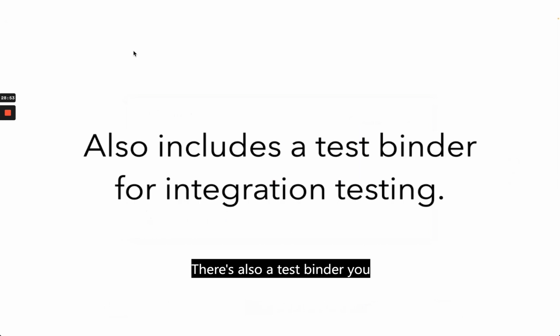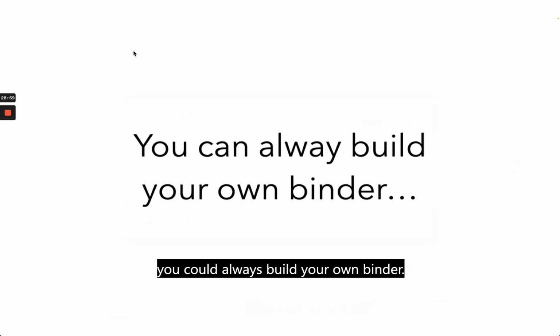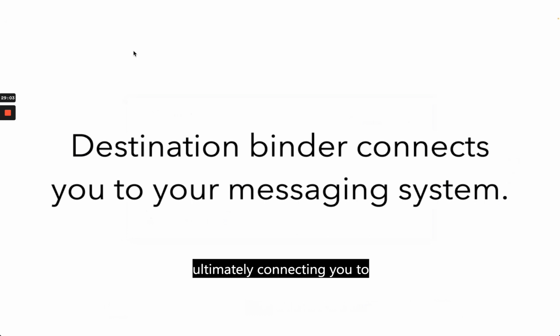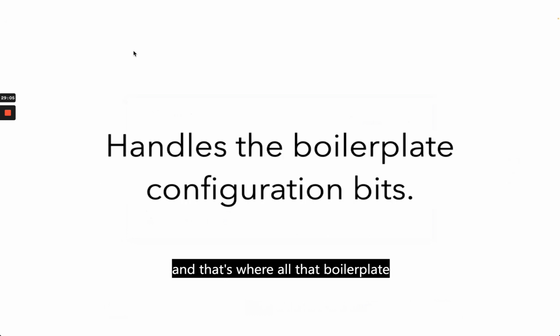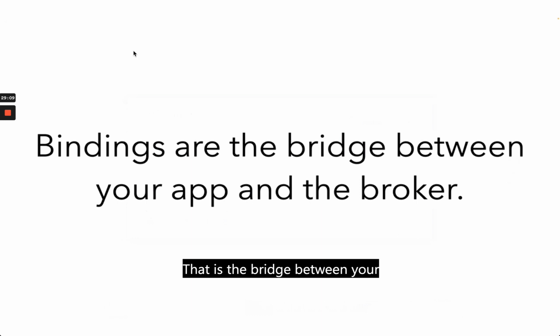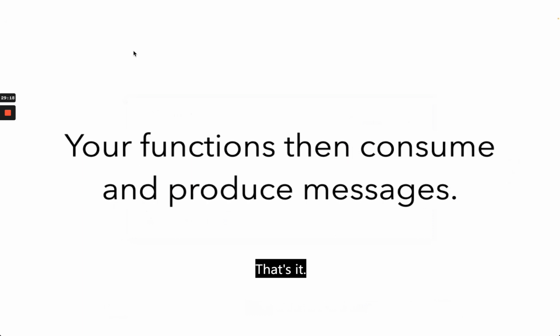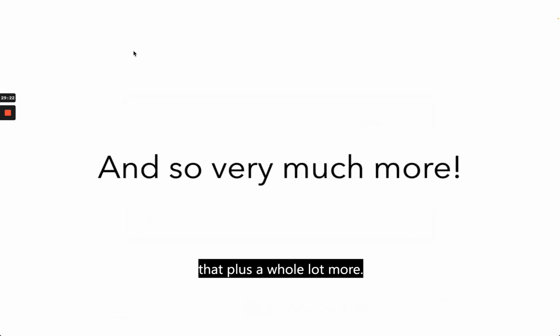There's also a test binder you can use for integration testing, and of course, if we don't support something you need, you can always build your own binder. It's that destination binder that's ultimately connecting you to your messaging system, and that's where all that boilerplate configuration stuff lives. That is the bridge between your application and the actual underlying broker you're using. You build an application that then just consumes and produces messages. That's it. There are binder-specific health indicators that come out of that, plus a whole lot more.